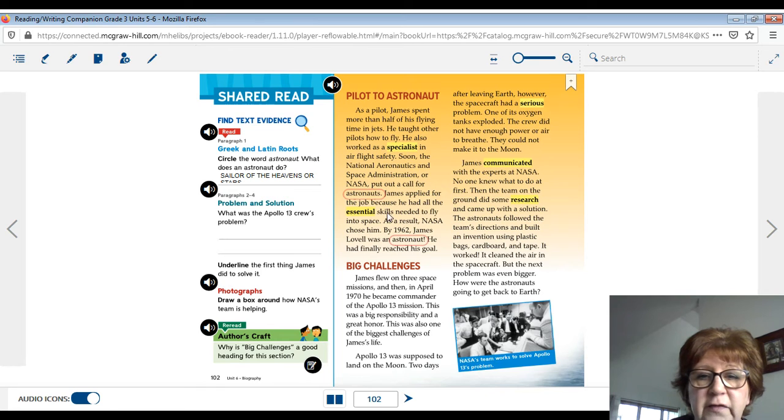All right, so it says circle the word astronaut. I've done that in two places here. And what does an astronaut do? Well, that prefix astro has to do with the stars or the heavens, and naut is a sailor. So an astronaut is a sailor of the heavens or the stars. Okay. So knowing those, anytime I see that word astro in some other word, I know that's going to have to do with the stars. If I see that word naut in some other word, I know that's going to have to do with sailor or sailing.